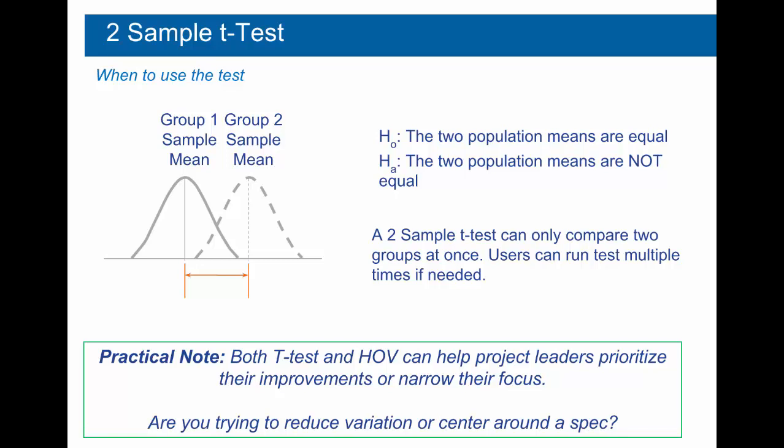So one practical note, both the t-test and other tests like the homogeneity of variance, or HOV, can help project leaders prioritize their improvements. Is it important to focus on the groups that have a lower mean or average, or is it more important to focus on groups that maybe have a different variation? These tests can help any project leader make that decision. There's a lot more to be learned within Greenbelt training in person, but here we wanted to introduce the concept in our online session.